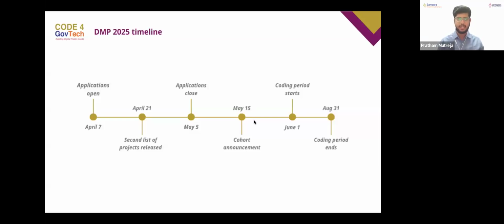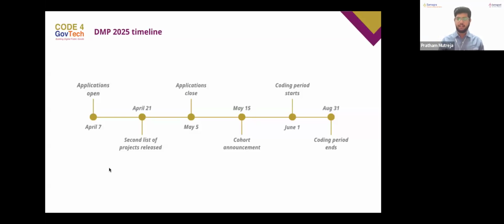So guys, this is the timeline for DMP, as we have all gotten our questions cleared about the entire timeline and all the technicalities. So again, I'll reiterate the entire thing. The application opens on 7th of April. The second listing of projects is on 21st, and the applications close on 5th of May.